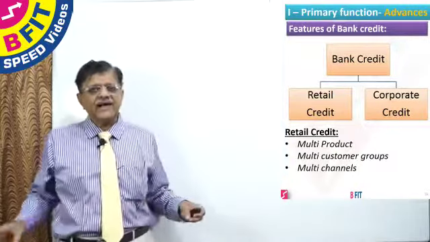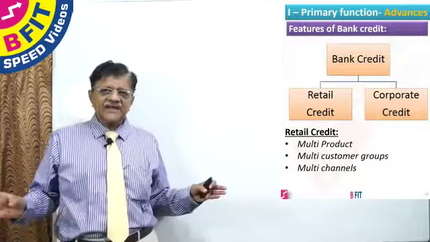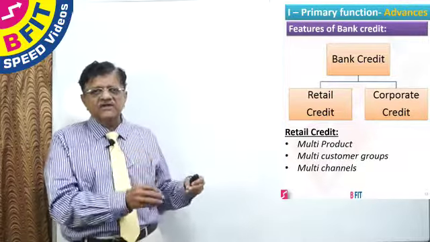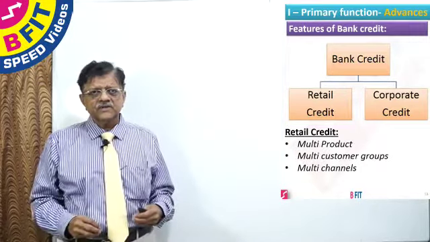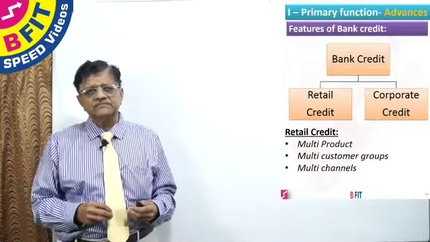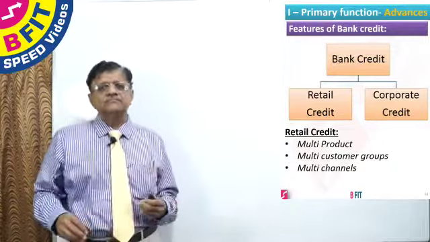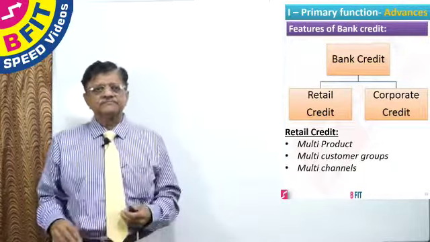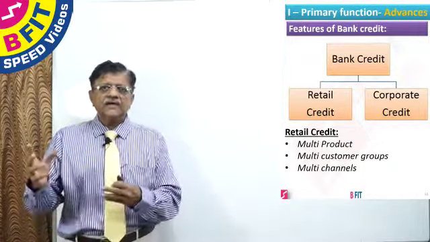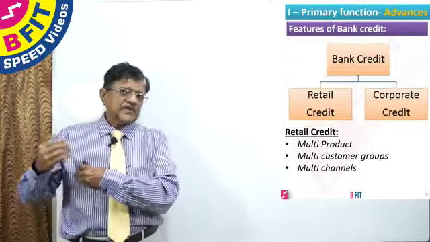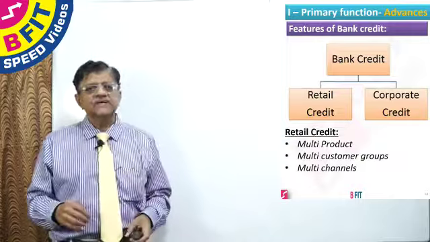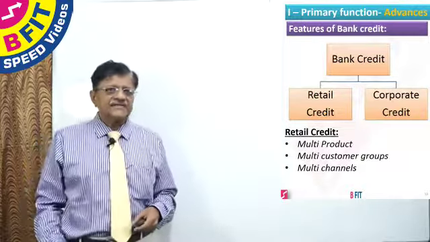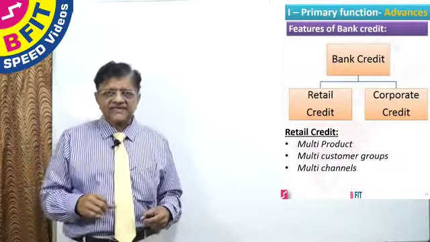So basically bank credit can be divided into retail credit, in which the loans are given to small individuals and small firms, MSMEs, partnership firms, and corporate credit, which is given to giants in the industry, and it will be 100 crores, 200 crores, like that. The retail credit has got three characteristics.